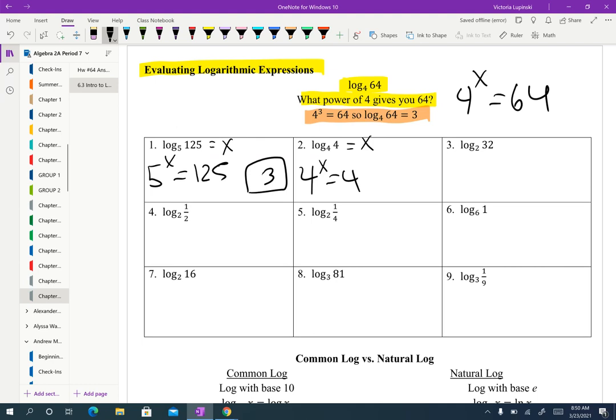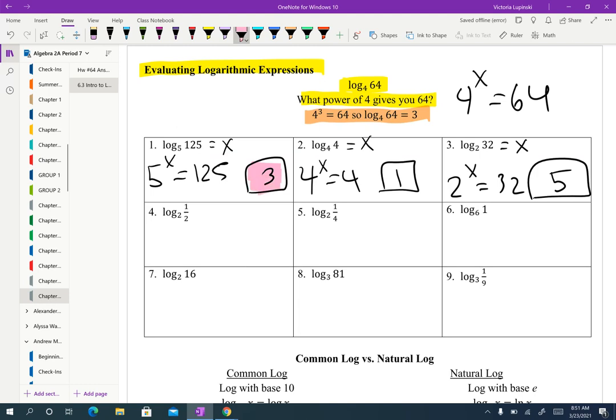Well, that was one of our rules from the previous slide. The only way you can have 4 to the something equaling 4 is if it's just equal to the first power. Here in number 3, again, let's say that it's equal to some value x. So 2 to some power is equal to 32. You would want to try to find what that exponent is. And again, that would give you an answer of 5.